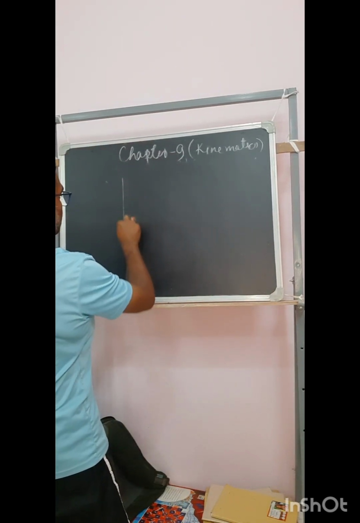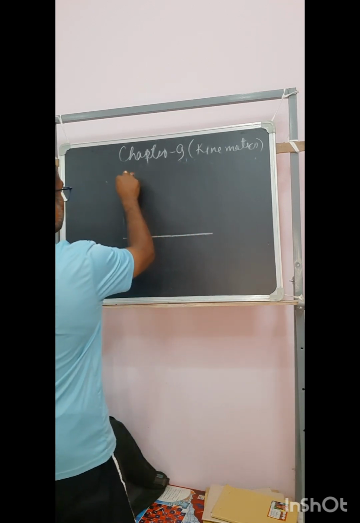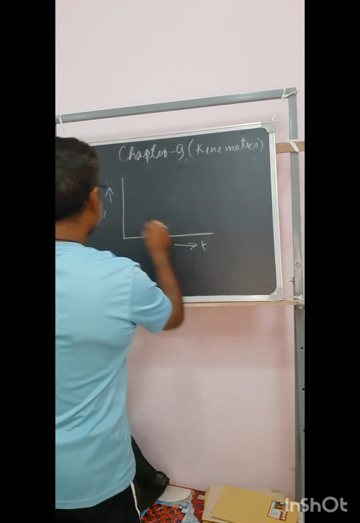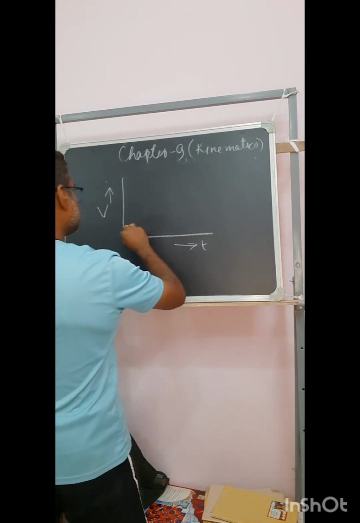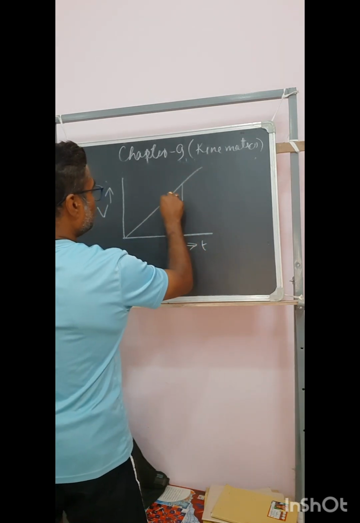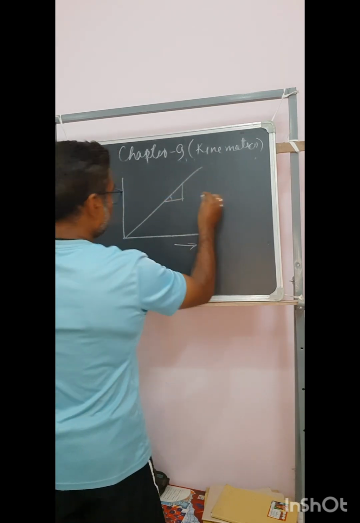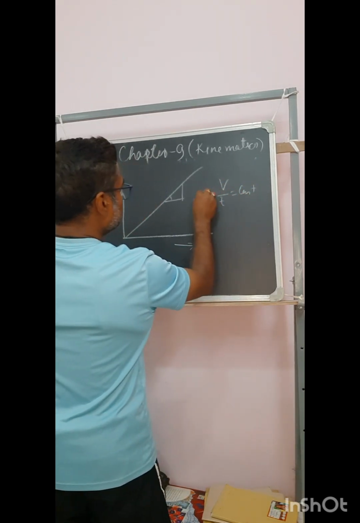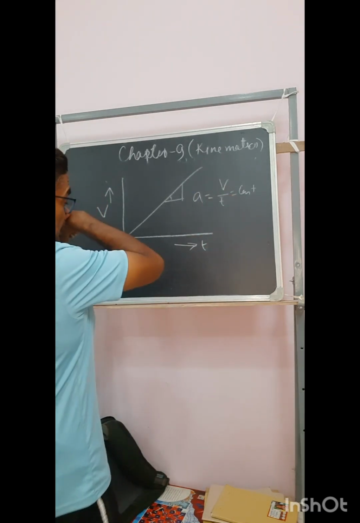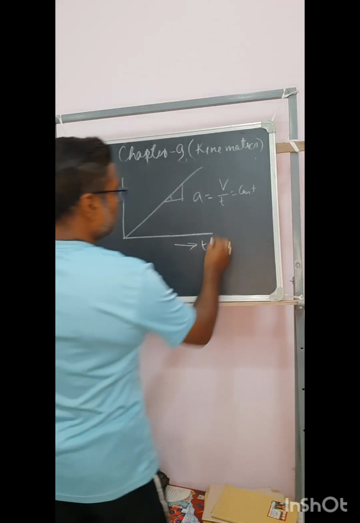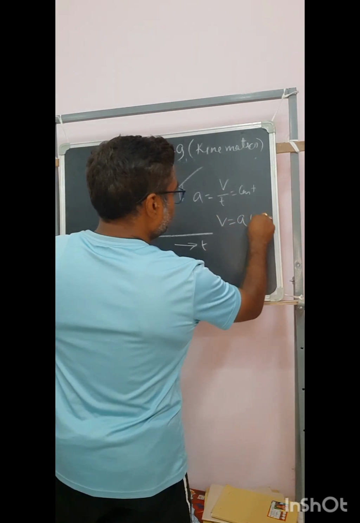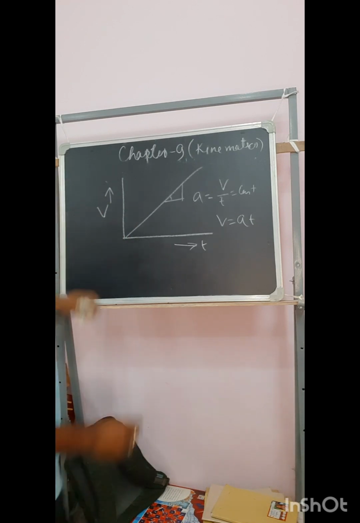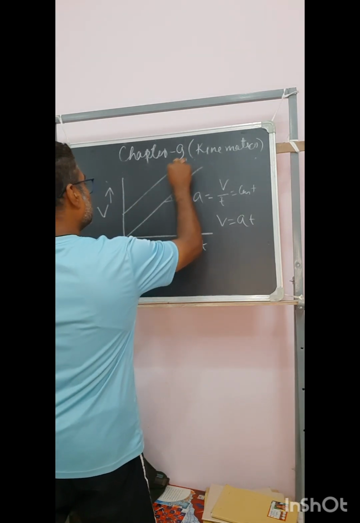Here I will draw V against T. Similarly, V against T is again a straight line, and its slope will give you what? For V against T, V by T is equal to a constant, and V by T gives you acceleration, the constant. So for any such curve, V can be established as V is equal to AT.